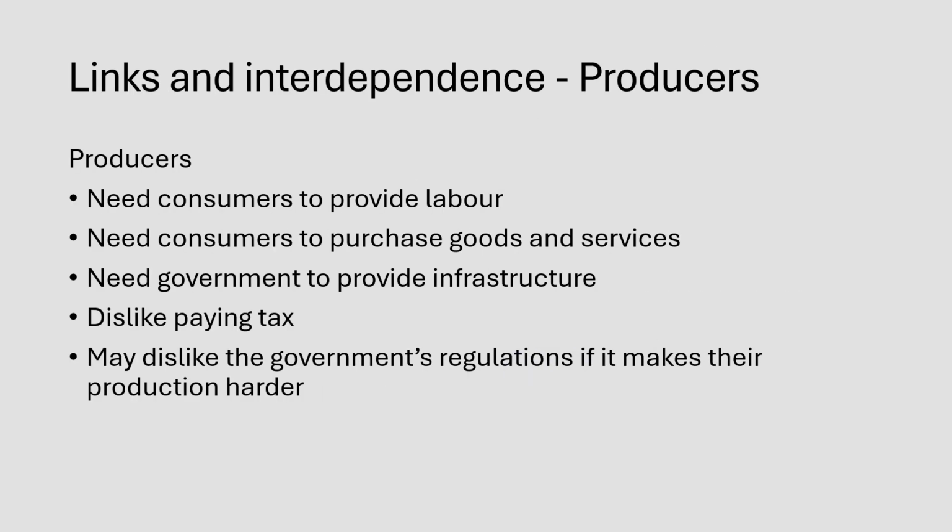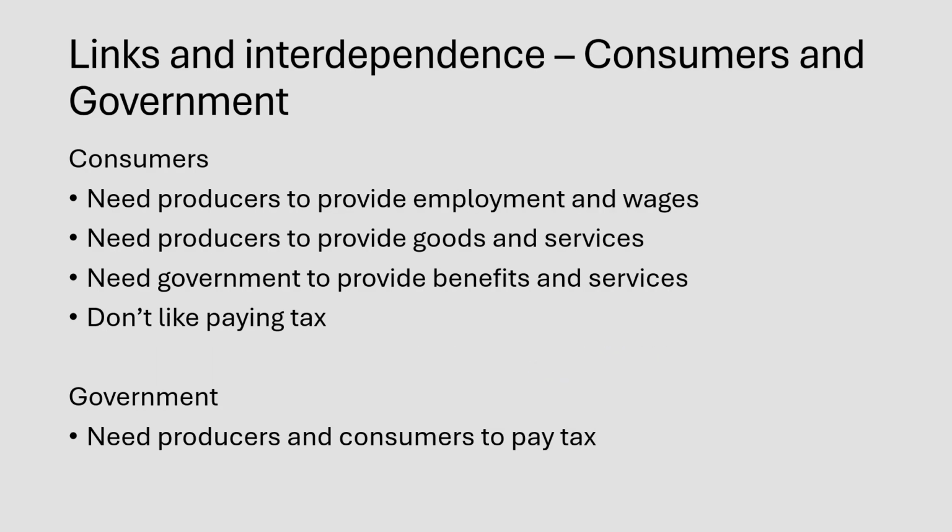Links and interdependence. Producers need consumers to provide labor. They need consumers to purchase goods and services, and they need the government to provide infrastructure. Producers dislike paying tax, and they may dislike the government's regulations if it makes their production harder.